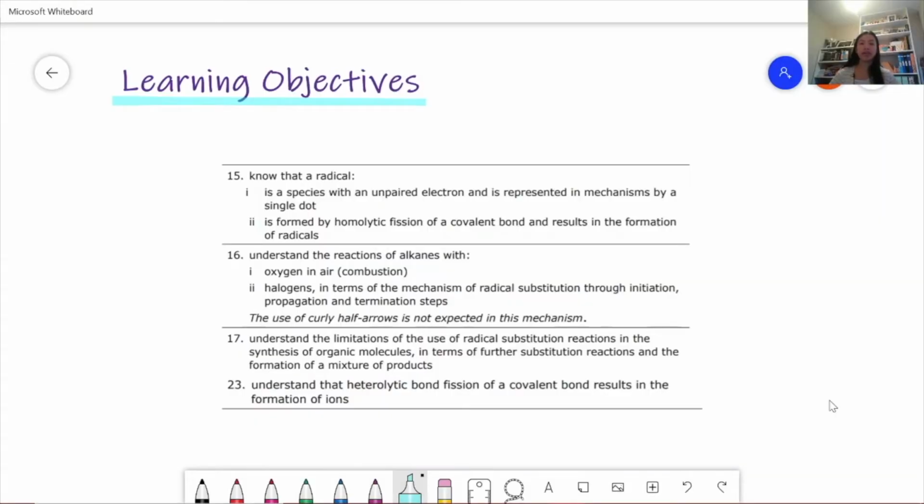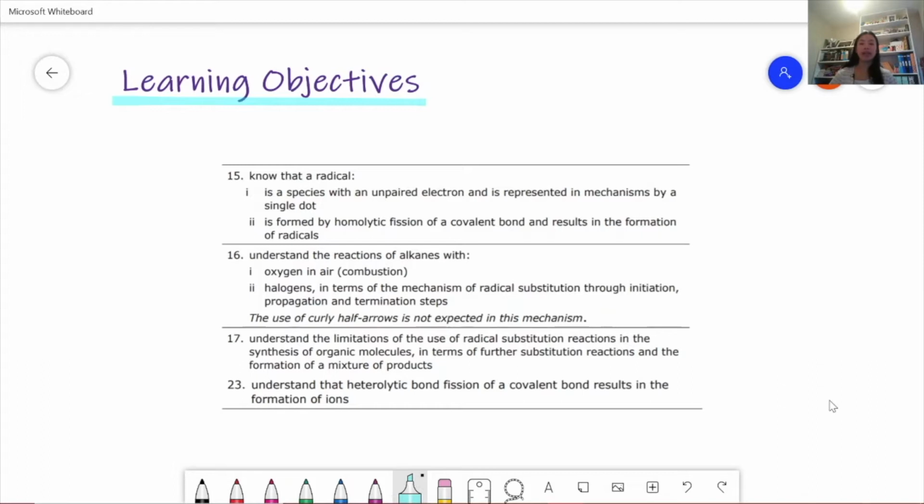Here are today's learning objectives. The first is to know that a radical is a species with an unpaired electron and is represented in mechanisms by a single dot, and how it's formed by homolytic fission of a covalent bond and results in the formation of radicals. And then we're going to understand the reactions of alkanes with oxygen and air and halogens in terms of the mechanism of radical substitution through initiation, propagation, and termination steps.